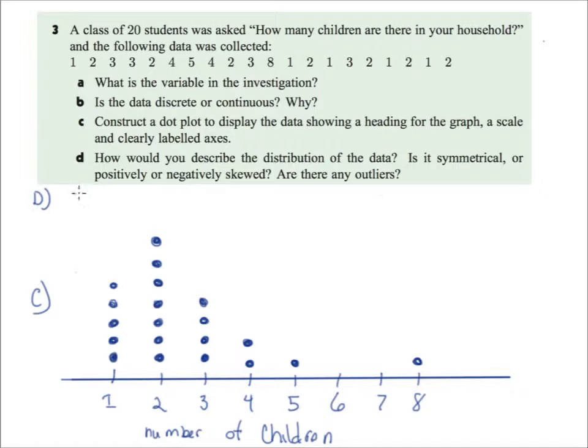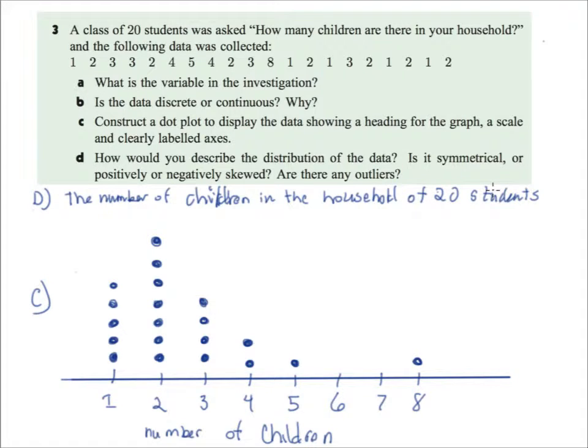D, how would you describe the distribution of the data? So again, we're going to talk about 3 things. First, the shape of the distribution and any unusual features. The second, the measure of center. And third, the spread of the data. So let's first talk about the shape of the distribution. The number of children in a household of 20 students is positively skewed with an outlier at 8.